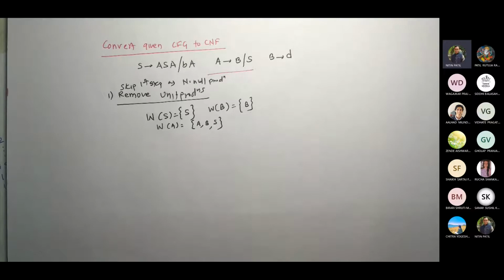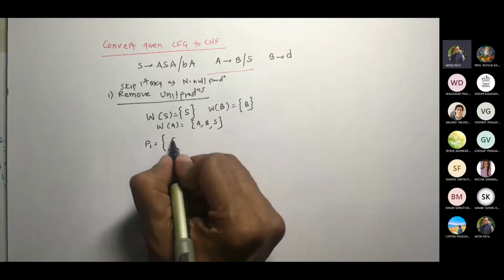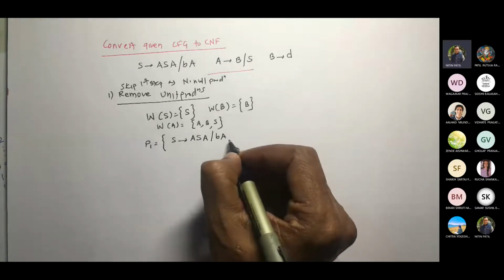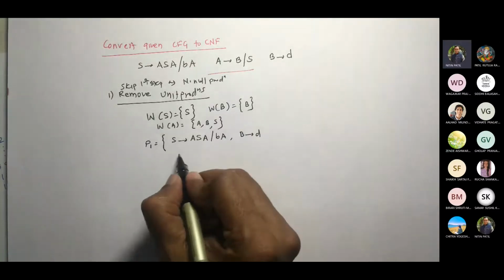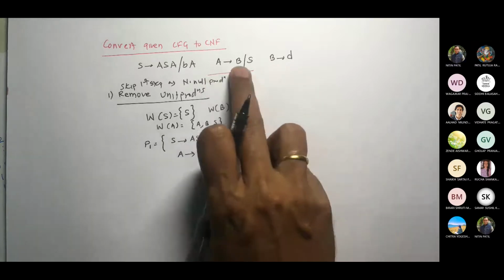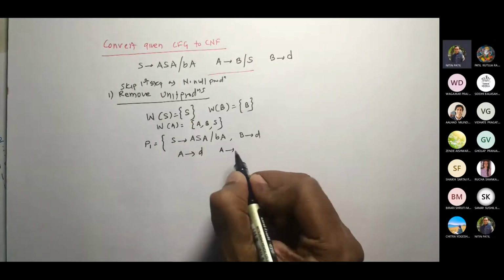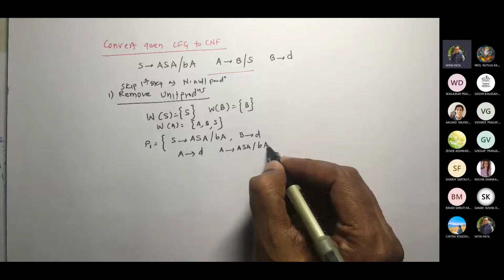Now let us construct the production set. What would be the production set? So let me write P1. S gives ASA or BA. All non-unit productions would be added as they are. Now let us add for A. First of all, consider A gives B. So let us write A gives D. You replace B by D, so you get A gives D. So one unit removed. Now A gives S. S contains these two, so directly write them: ASA and BA. Done.